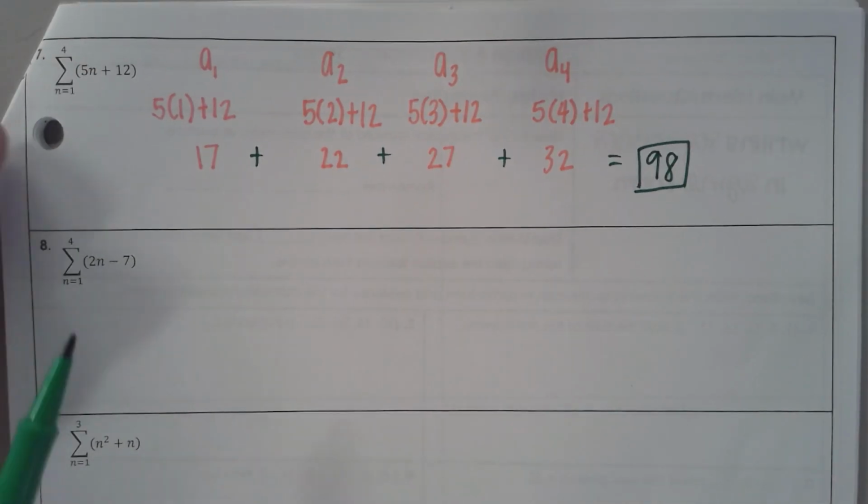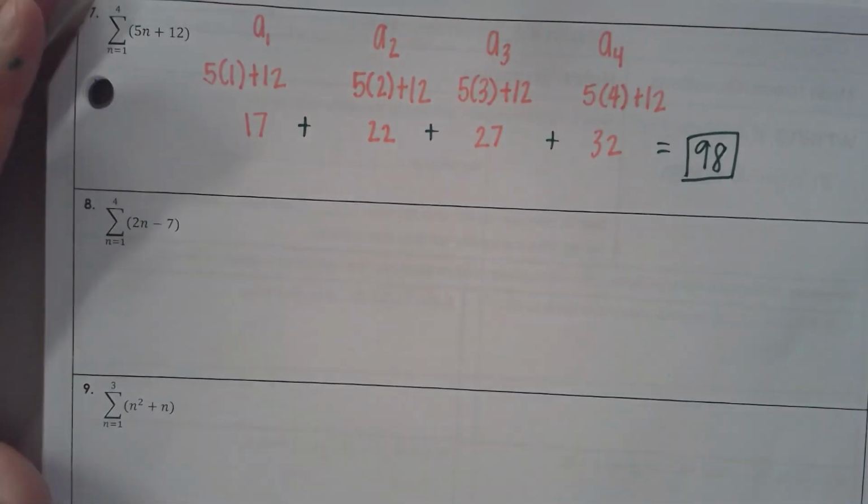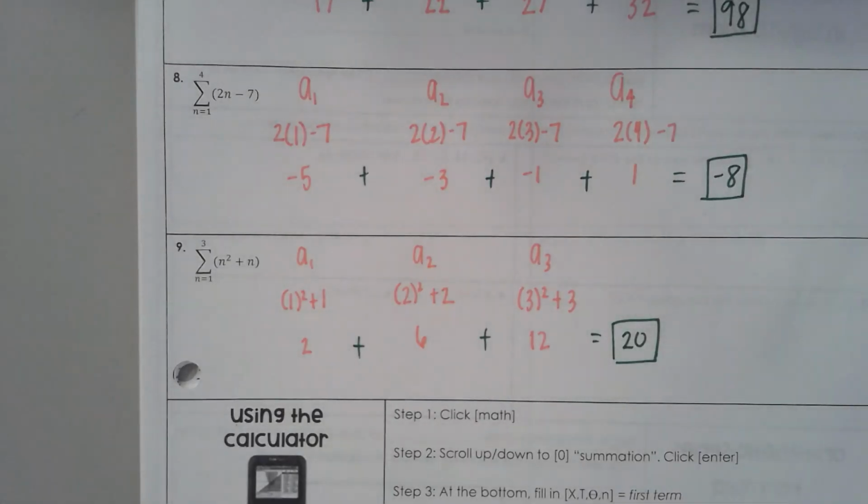I want you to work on numbers 8 and 9. Number 8 should have got -8, and number 9, 20. Good?